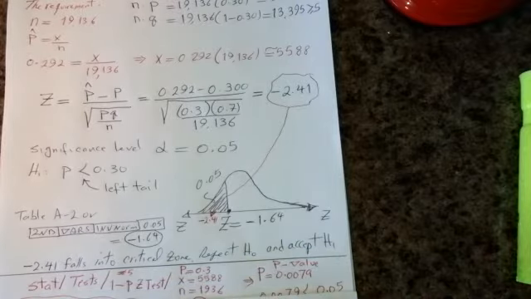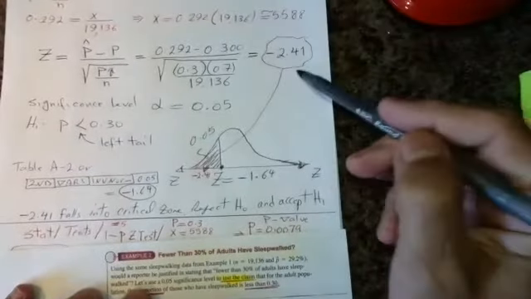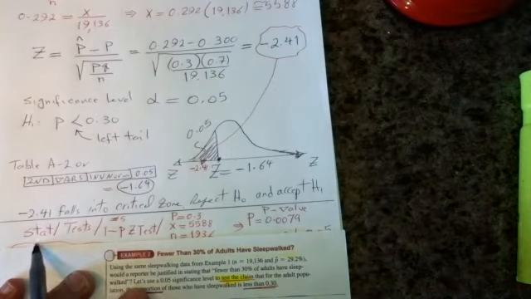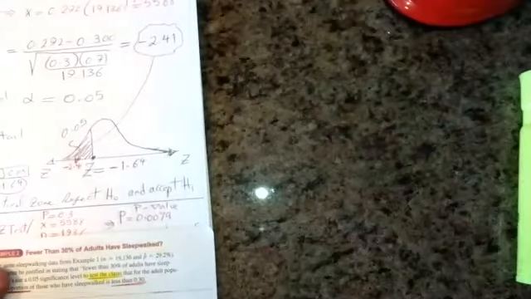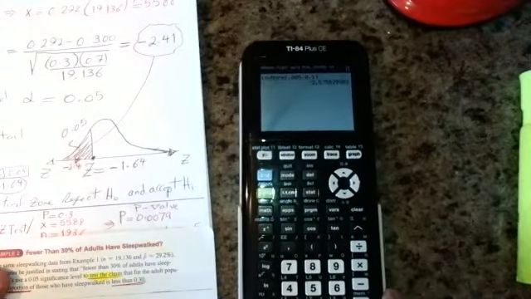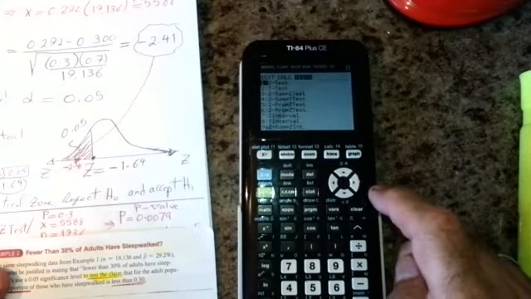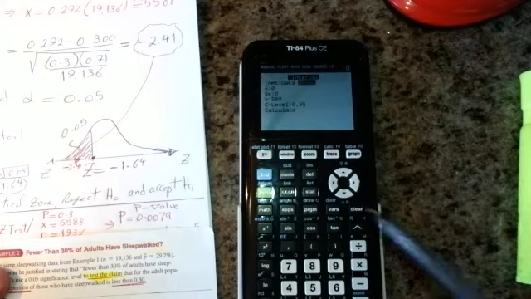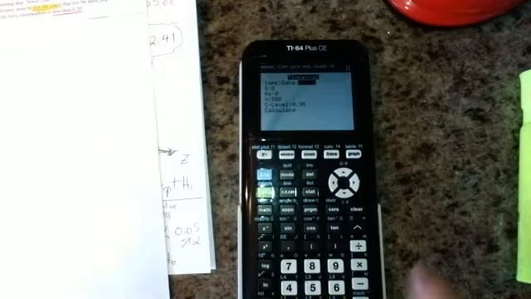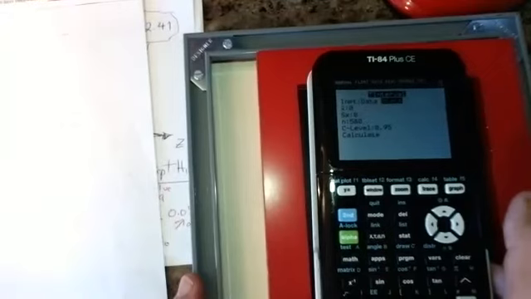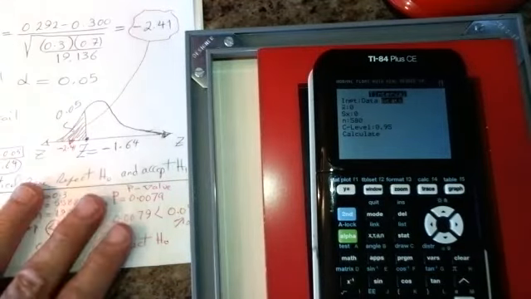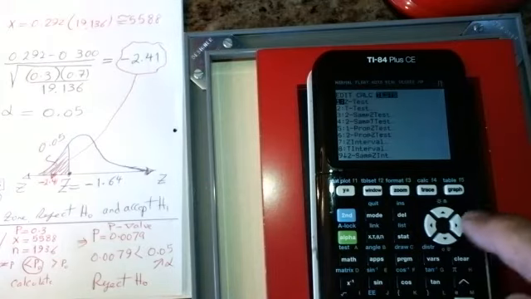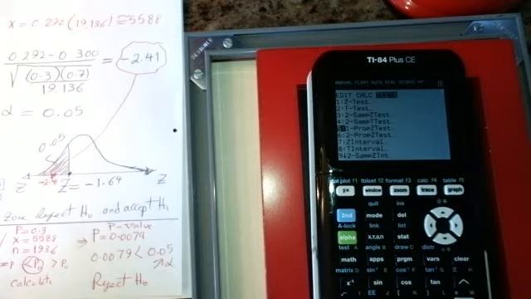Now, I want to show you how to use a calculator, if you want to verify your number, and how to find the p-value, the second method. On your calculator, you go to stat, test. Number eight, is it? Let me see. No, that's not the right one, I'm sorry. Number five, proportion Z test.